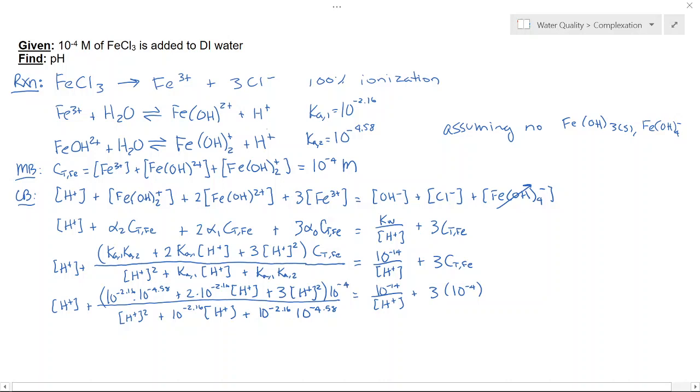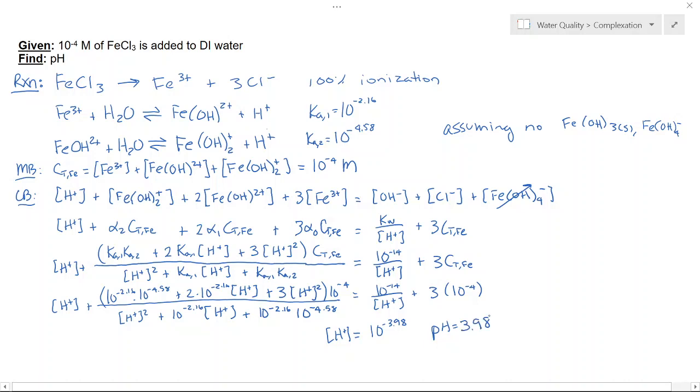So I put this into a solver. I think I actually may have used my Excel spreadsheet. If you're going to be solving a lot of these, you want to come up with some really good solving methods. Solver on the calculator works great. You can also write a MATLAB code or an R code, or you can use a spreadsheet. So I got 10 to the minus 3.98, or a pH of 3.98.